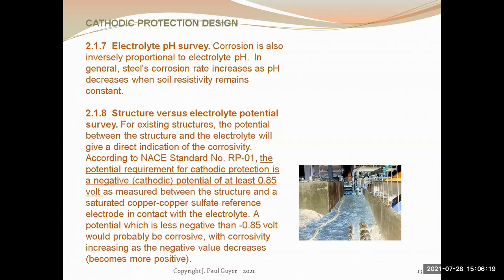Then I mentioned the electrolyte pH survey, how alkaline or acidic the soil is. The more acidic the soil is, that tends to promote corrosion. And you'll see as we move forward here how, in your decision making in the design process, you take into account the pH survey results that you came up with as part of your initial field work. Now, though, let's get to the structure to electrolyte potential survey.